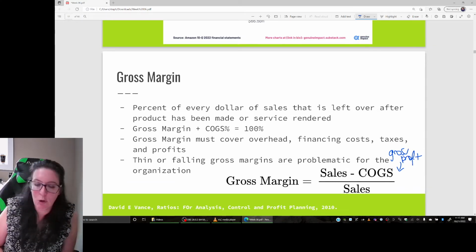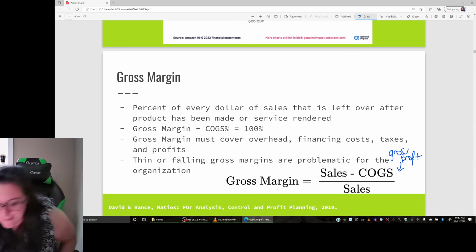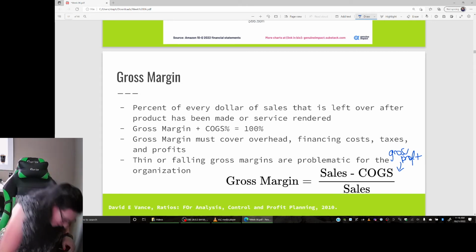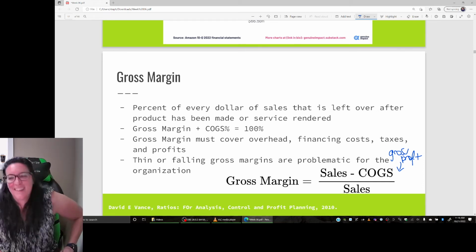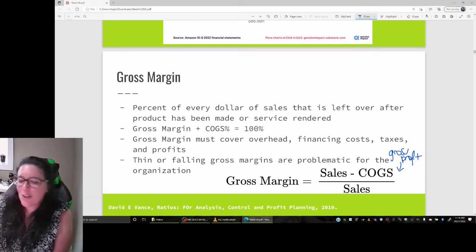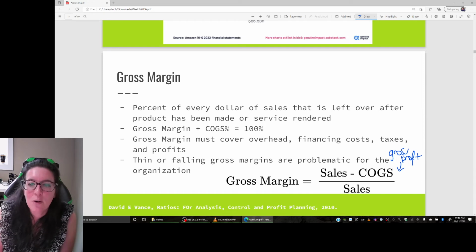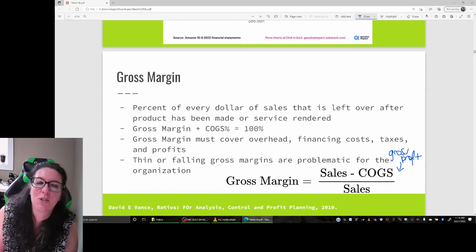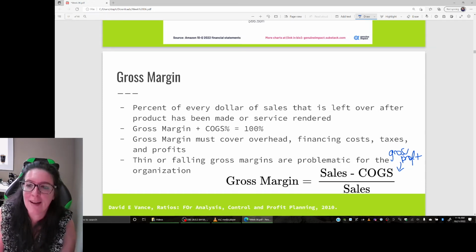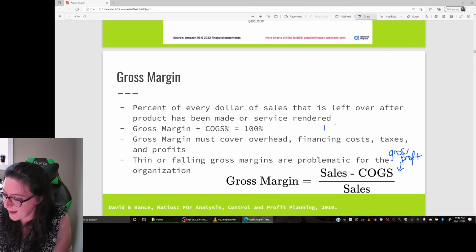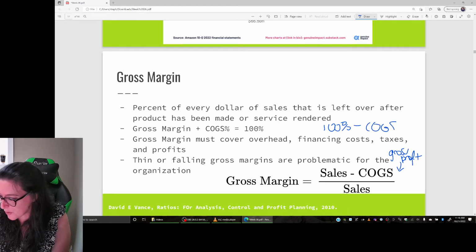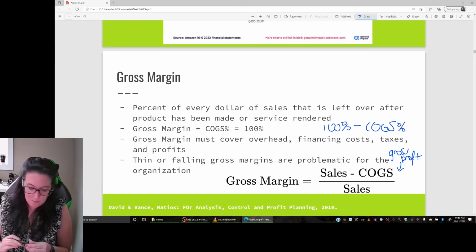So we can take gross profit and divide it by sales. All right, so let's look at gross margin. You can find gross margin as sales minus cost of goods sold divided by sales. You can find it as gross profit divided by sales, or you can find it as 100% minus the cost of goods sold percentage. Okay.